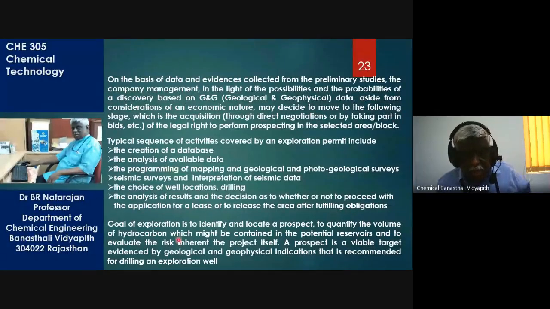So many things have to be done in the exploration. Now, the goal of exploration is to identify and locate a prospect, meaning jahan pe oil milega, to quantify the volume of hydrocarbon it might contain: whether there is a location, and if the location is there, how much volume it contains.